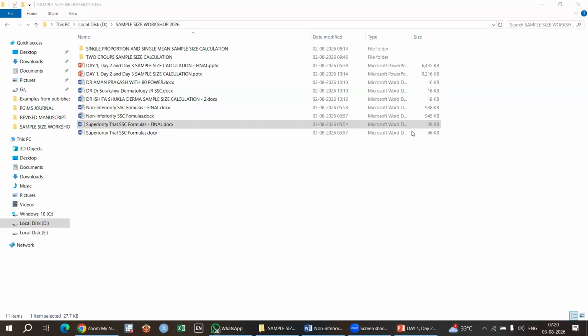So if you are performing a superiority trial, then you can do this. Yes, you can use the zero superiority formula, because the zero superiority trial formula is similar to the randomized control trial formula we discussed yesterday. Both are the same formula. So there is no problem. Yes. Now move to non-inferiority.